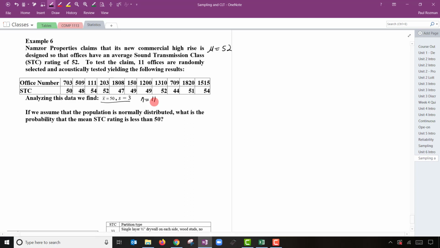Now, we think that they're wrong. Like we think that it's actually under 52. And our data initially looks that way. The mean of our 11 was 50, which is smaller than 52. But is it enough smaller? So let's test this out by finding the probability of getting this result. What's the probability of getting a mean under 50 if we assume that they're correct, that the actual mean of the population is 52?